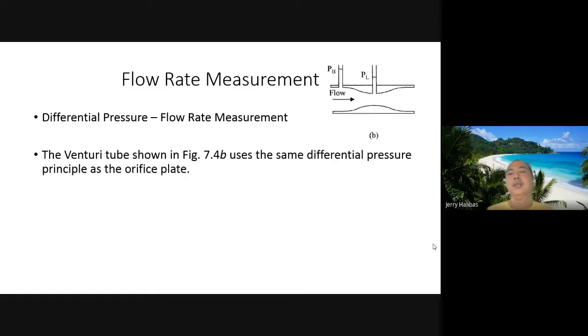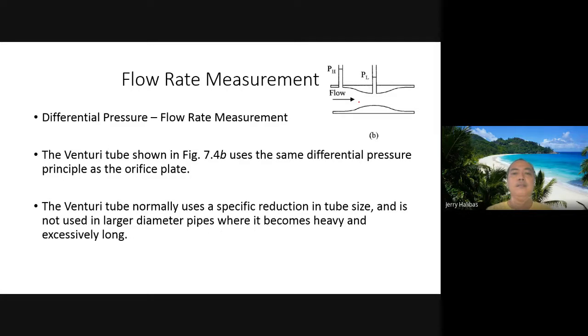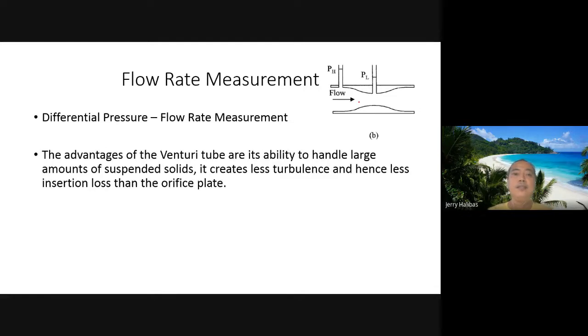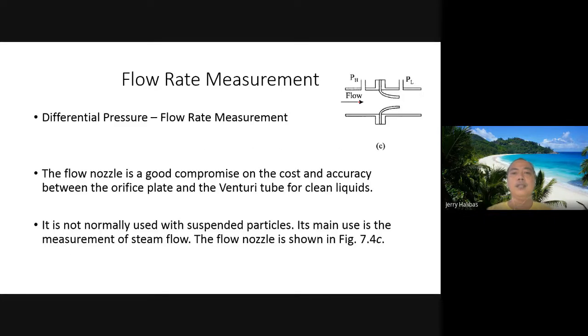Okay? So earlier, the Venturi tube was mentioned. What about the Venturi tube? That one above, it gets small, it gets narrow. Okay. Then this is the flow nozzle. It compromises the cost and accuracy between orifice and venturi. It is not normally used for suspended particles, those suspended solids.